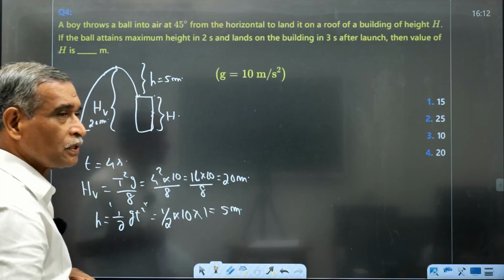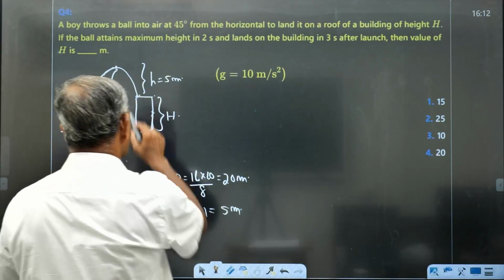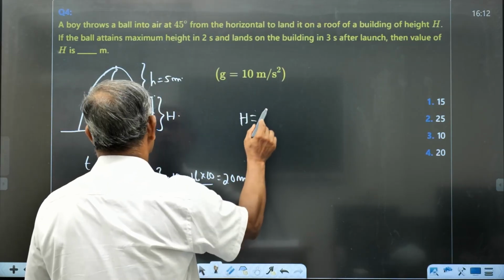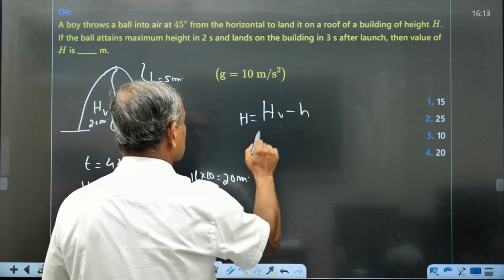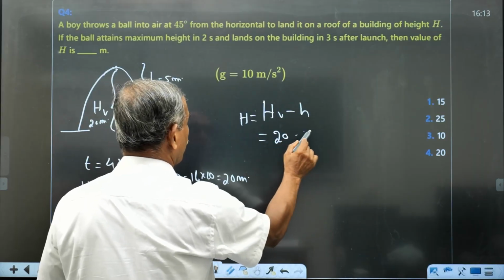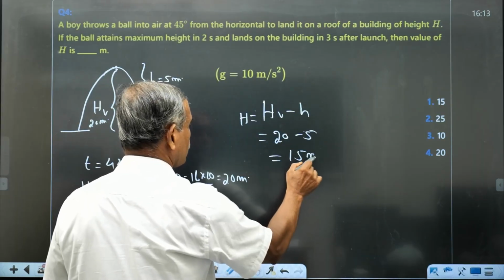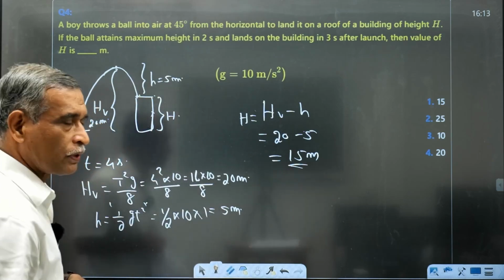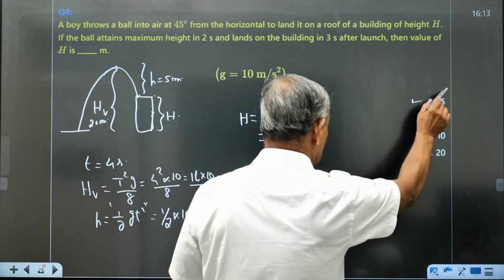Now the question is, what is the height of the building? We already wrote down that the height of the building h is equal to Hv minus small h, which is 20 minus 5, 15 meters. So that is our answer: 15 meters.